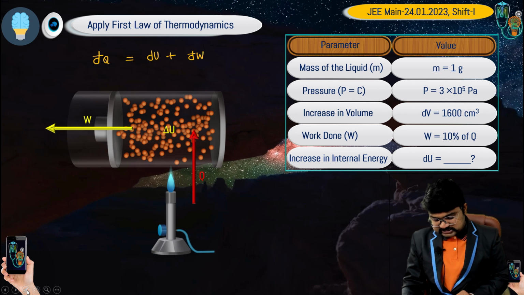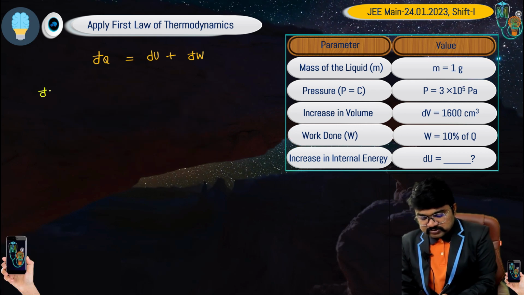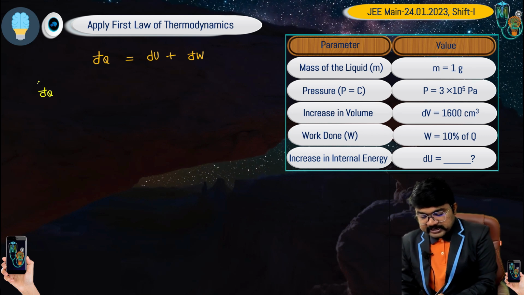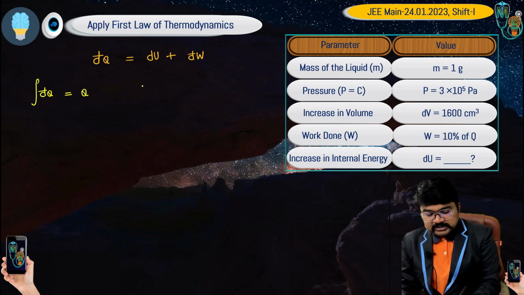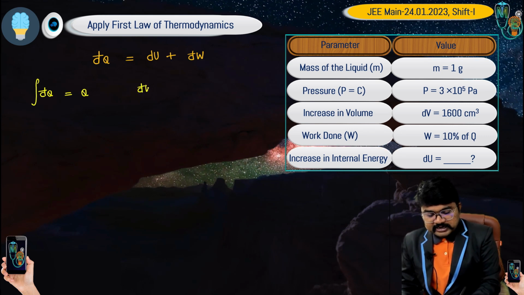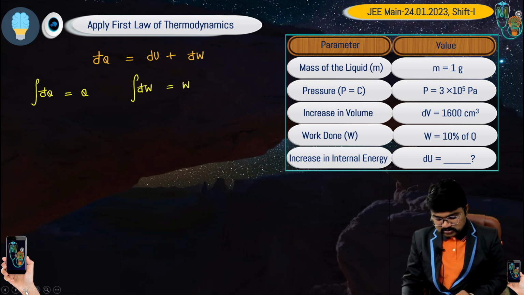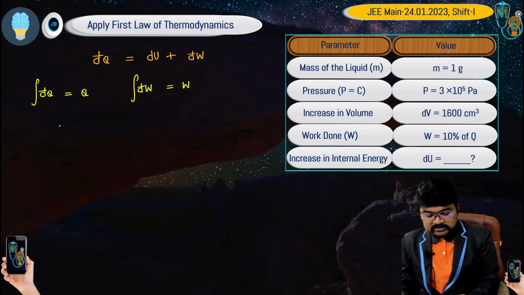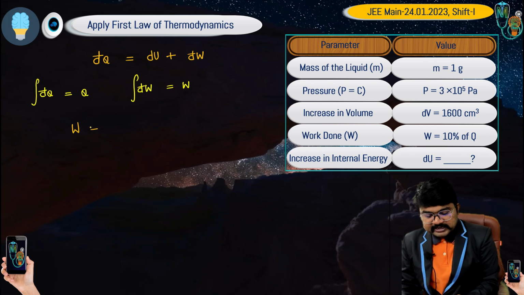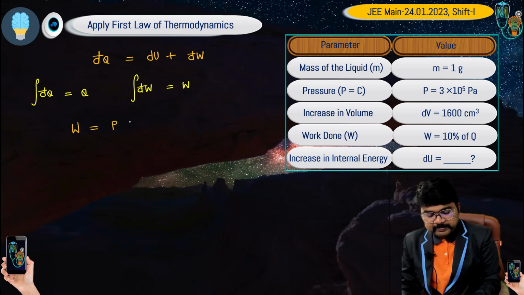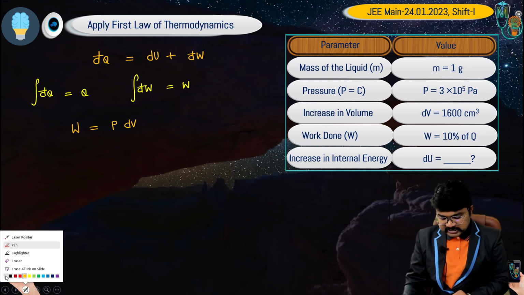So here what is given? δQ. Integral of δQ is nothing but total heat supplied. Integral of δW, you can take it as total work done. What is the total work done here? I can say PDV work. That is the work done.